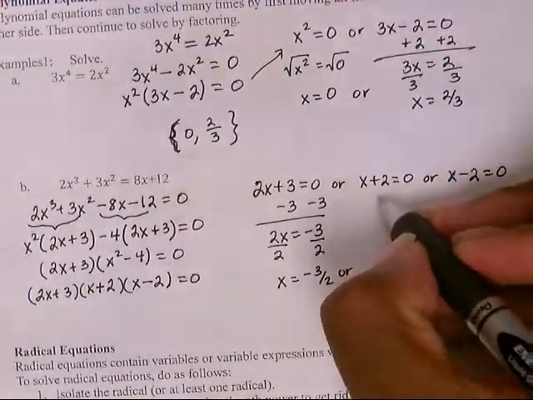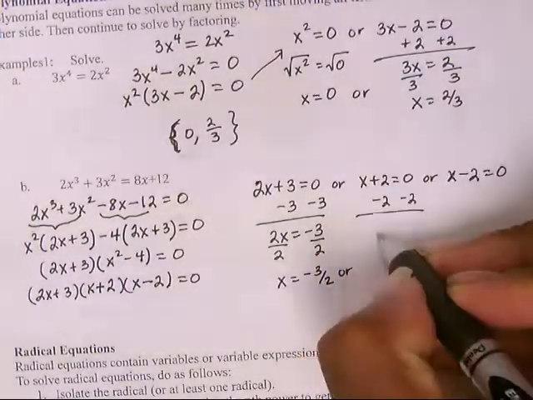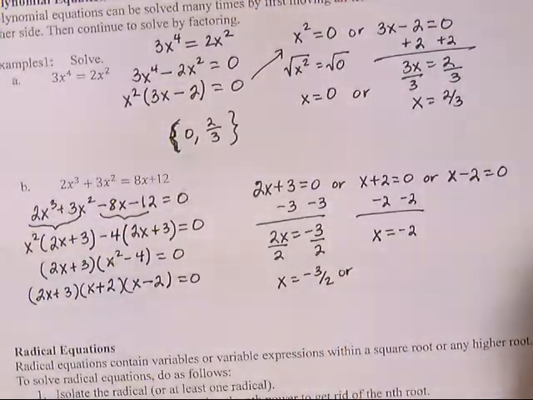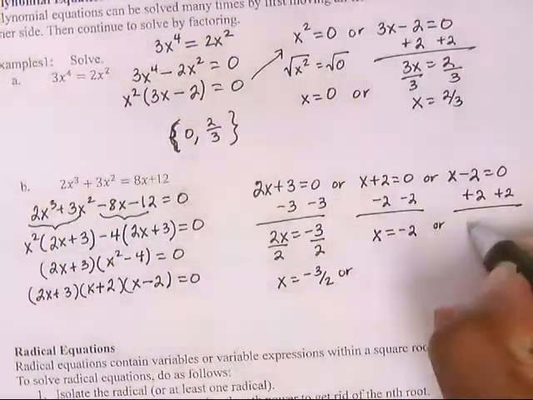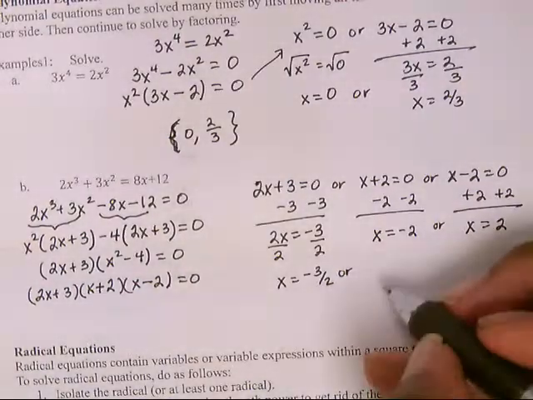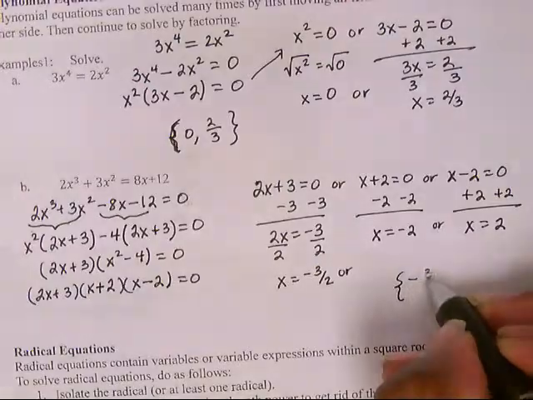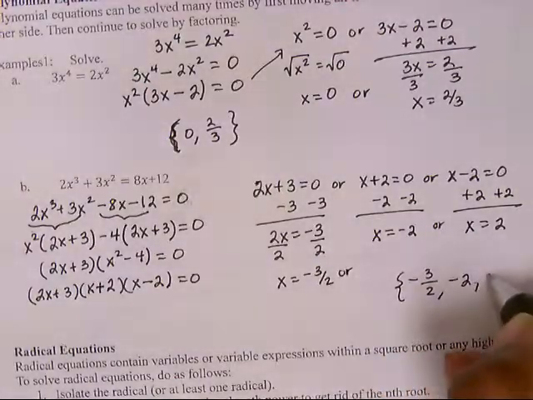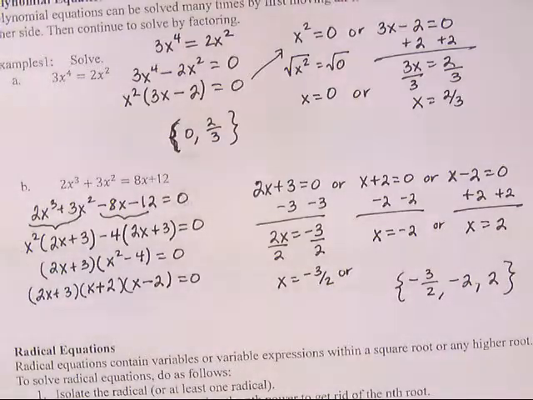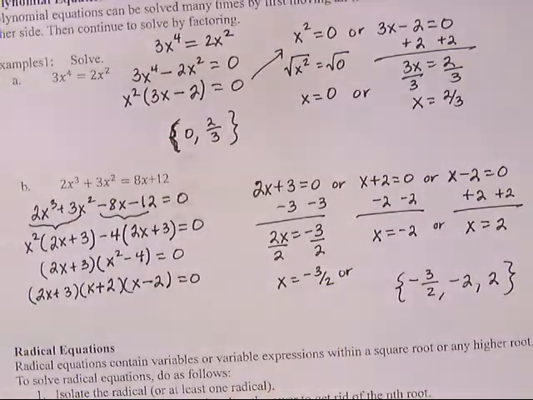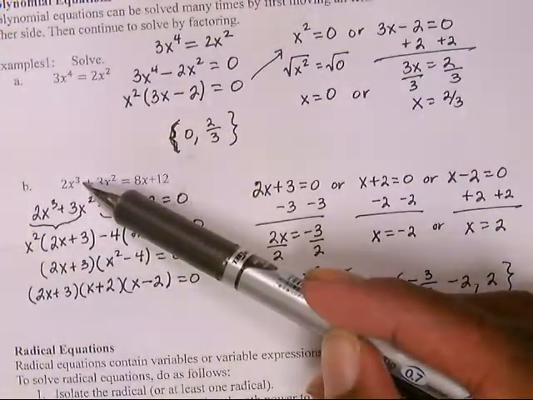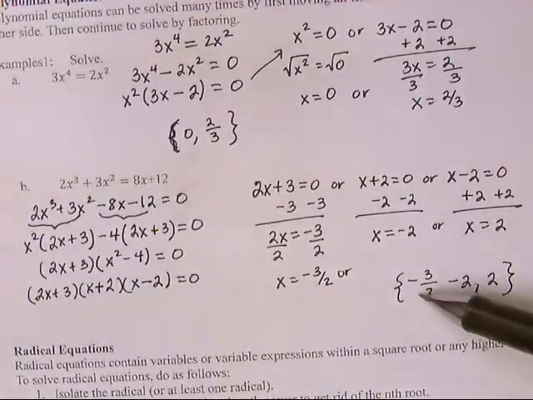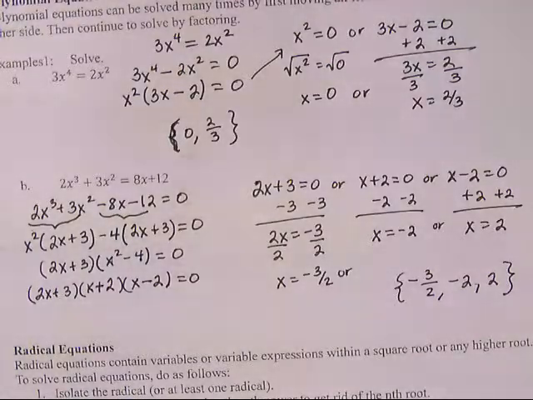Or, for x plus 2 equal to 0, if I subtract 2, you're going to get x equal negative 2. Or, for x minus 2 equal to 0, if I add 2 to both sides, x will be equal to 2. So these are the solutions to that polynomial equation: negative 3 halves, negative 2, and 2. And by the way, the highest exponent in this polynomial equation is a 3. That tells me I must have 3 different solutions.